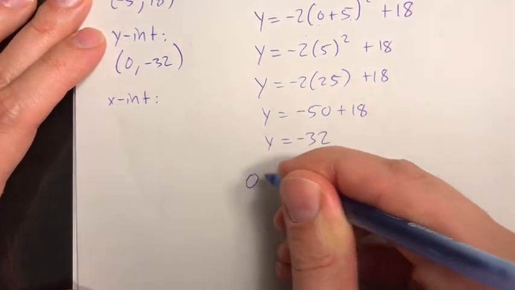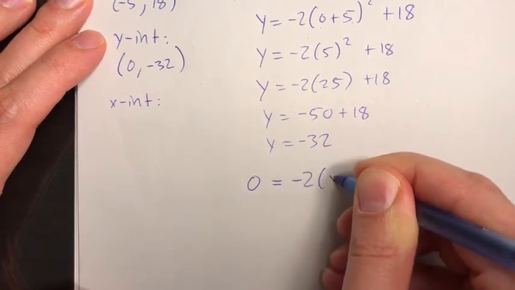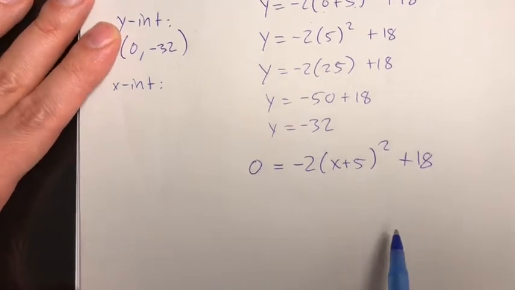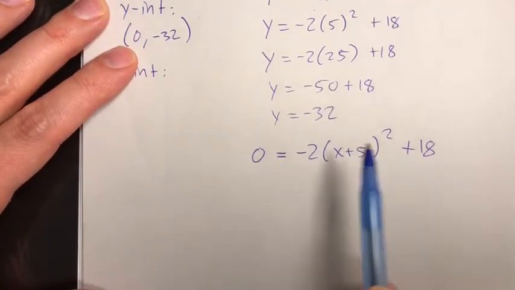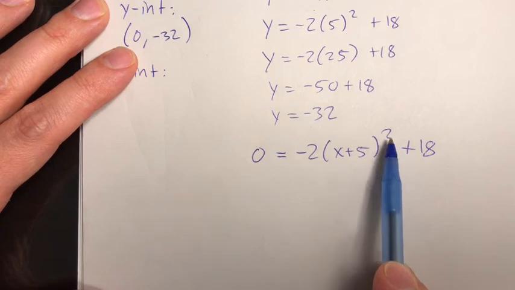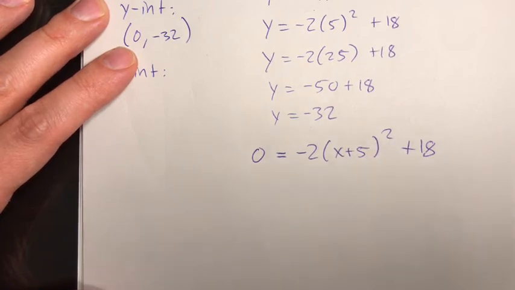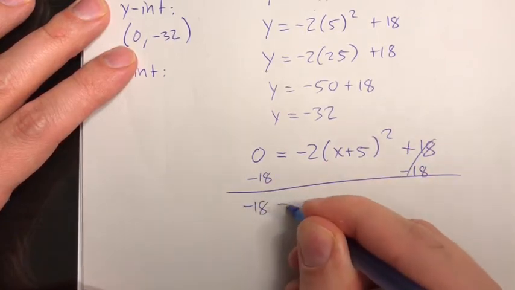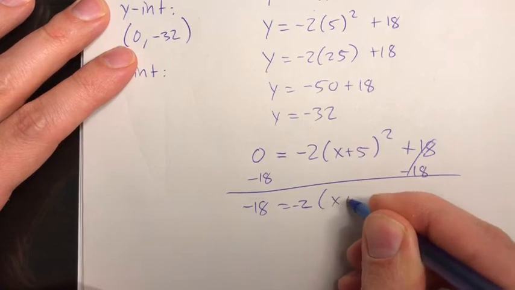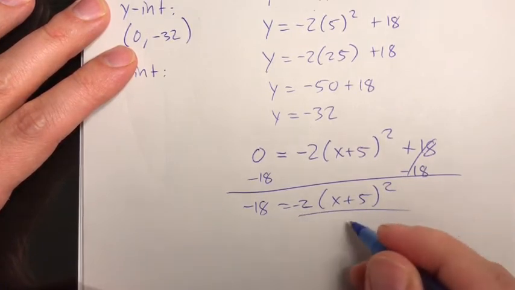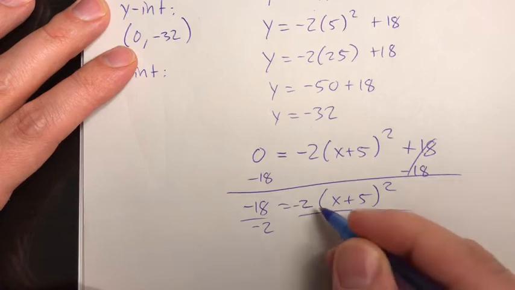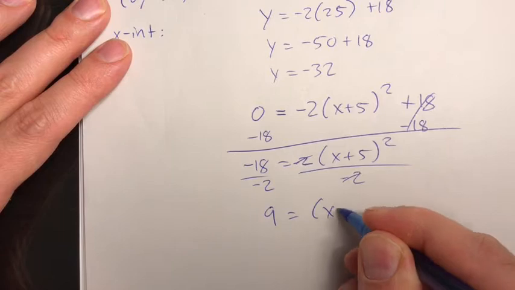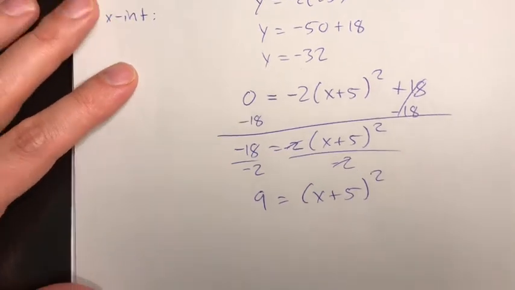So for x-intercepts, you make y equals 0. And in this situation, I'm going to start with reverse order of operations. I'm going to start with the adding and subtracting. I'd get rid of that next, get rid of that, and then deal with the parentheses last. Okay, so subtract 18. I'd get negative 18 equals negative 2 times (x plus 5) squared. Divide each side by negative 2. Negative 18 divided by negative 2 would be a positive 9. This is looking like it's going to turn out pretty decent here.